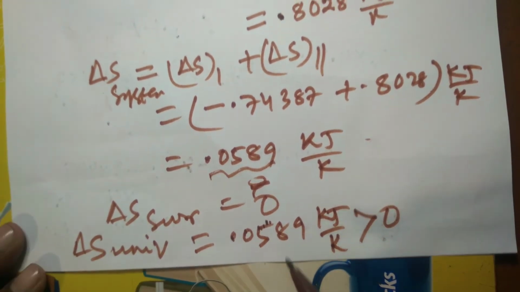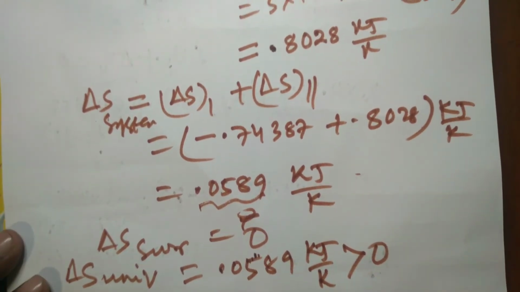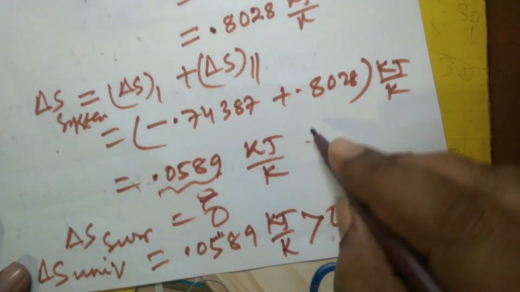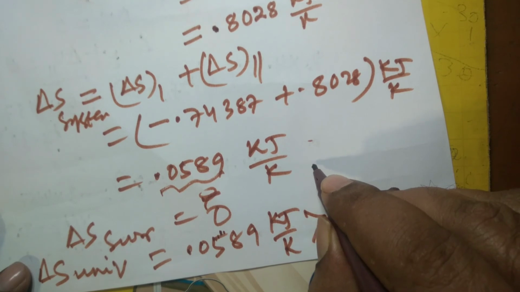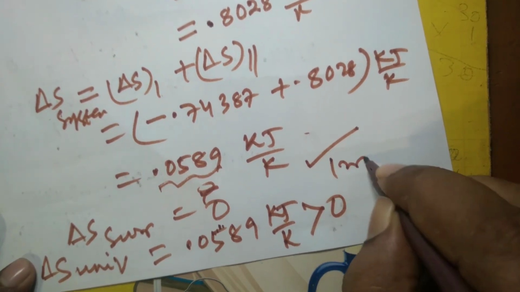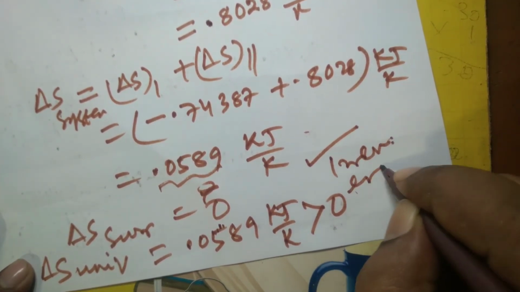And when the delta S universe is greater than 0, the process is an irreversible one. So we can conclude that this mixing process is an irreversible process.